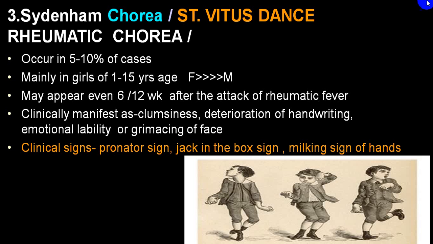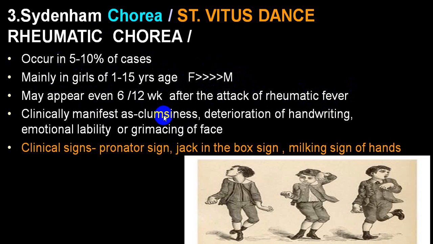Sydenham's chorea, also called as a St. Vitus dance. This is a third major criteria in a Jones criteria, or also called as a rheumatic chorea. So these are the three names commonly utilized. It occurs only in 5 to 10% of the cases, so it is not a common feature. Very commonly in female as compared to male, and it appears after 6 to 12 weeks after the attack of rheumatic fever.